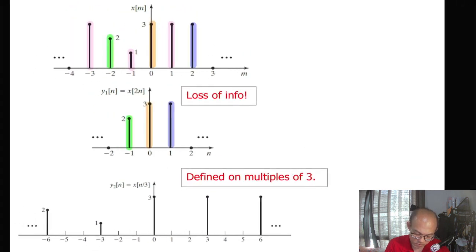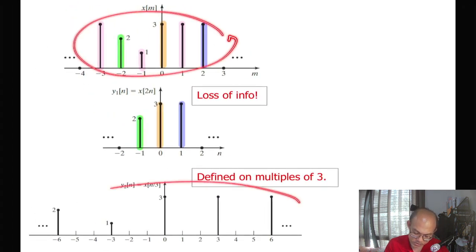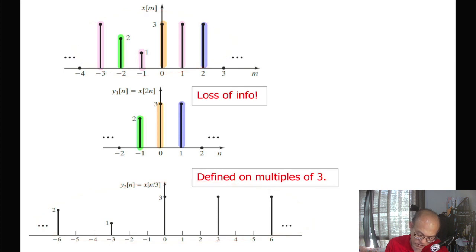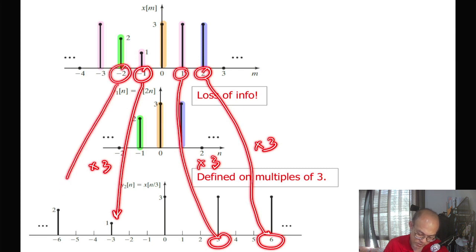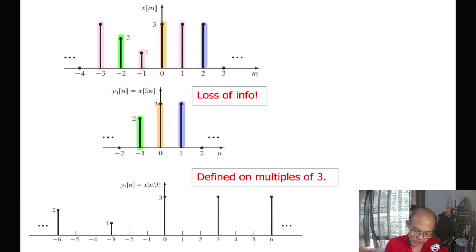So going from this one to this one, we have x of n over 3. Basically, what you do is, for x of n over 3, you multiply each instance by 3. So 1 multiplied by 3 is 3. 2 multiplied by 3 is 6. Minus 1 multiplied by 3 is minus 3. And minus 2 multiplied by 3 is minus 6 here. Okay? So there is no loss of information in this case.